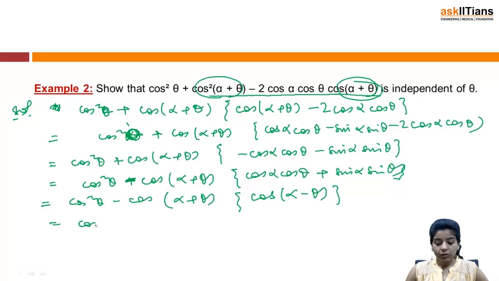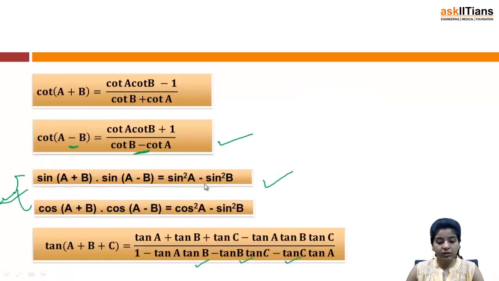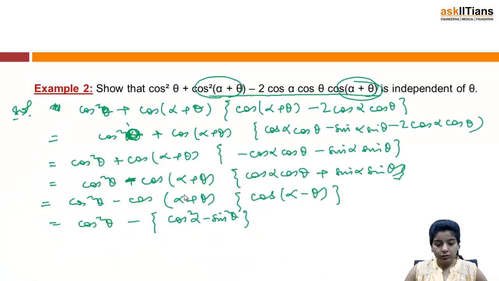So this becomes cos square theta minus, now I have cos(alpha plus theta) cos(alpha minus theta). So I can write it as cos square alpha minus sin square theta. This is also following from the formula that we have just now discussed. See, cos(a plus b) into cos(a minus b) is cos square a minus sin square b. So this gives me cos square theta minus cos square alpha plus sin square theta.